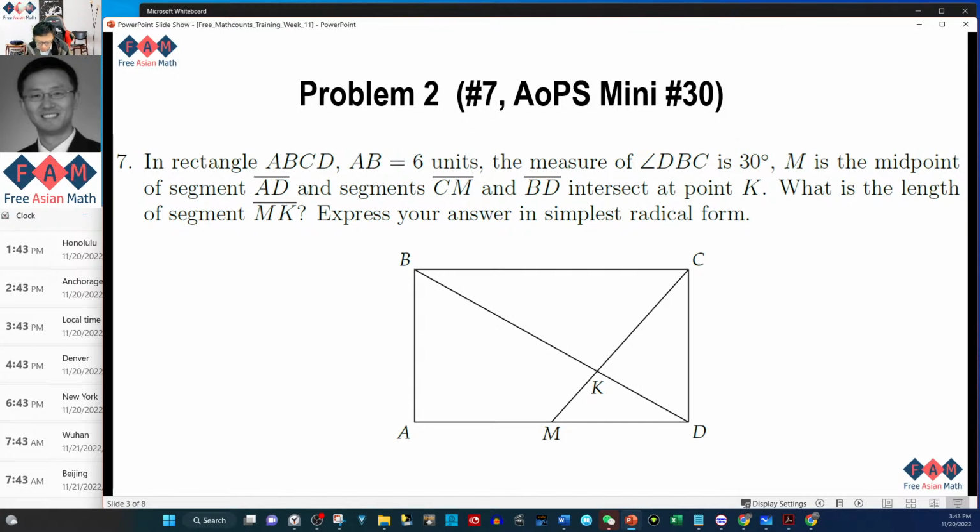Now M is the midpoint of AD, and then CM and DM intersect at K. So what is the length of MK? This is another standard trick that you should know, just like 12 squared is 144. When you have something like this, you also should immediately see a pair of similar triangles. And what is that?